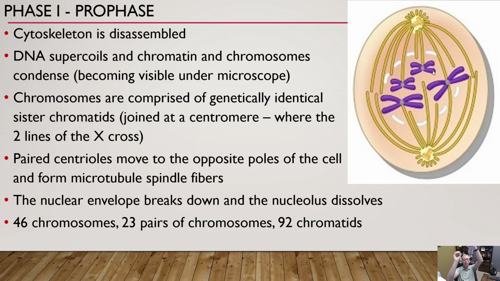We see that the centrioles have moved to the opposite ends of the cell. Typically, they both reside at the nucleus, but now that they're at the opposite ends of the cell, we can see that they've started to produce these spindle fibers. And eventually the spindle fibers will attach at the centromere. The nuclear envelope, or nuclear membrane, starts to break down. Since nothing has happened to the chromosomes yet, we still have 46 chromosomes, 23 pairs of chromosomes, and 92 chromatids.